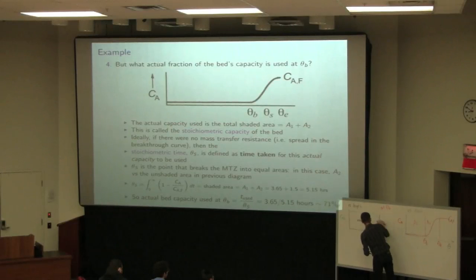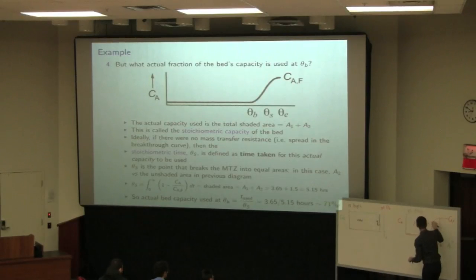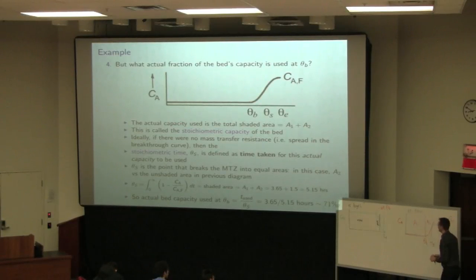So essentially, just draw a vertical line there, and in time it corresponds to a vertical line over there. That is the time theta S. My mass transfer zone is a region of the bed where I haven't quite yet used up everything of the adsorbent. There's a part that's used and a part that's unused.